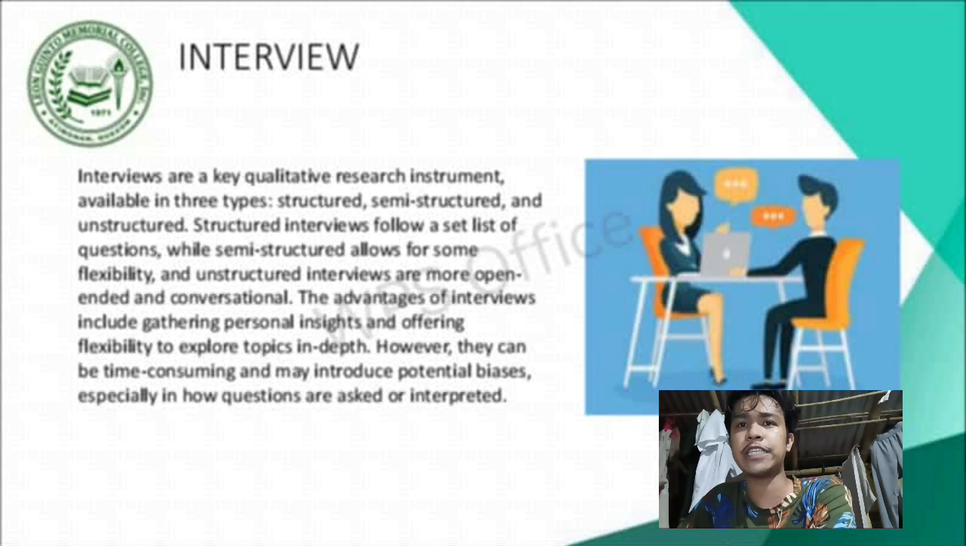Interviews are great because they let us collect personal and deep insights. They also give us the chance to ask follow-up questions and really understand someone's point of view. But there are also some challenges. Interviews can take a lot of time, and sometimes the way the question is asked or how the person understands it can cause bias or misunderstanding. However, interviews remain one of the most powerful tools for exploring people's real thoughts and experiences.